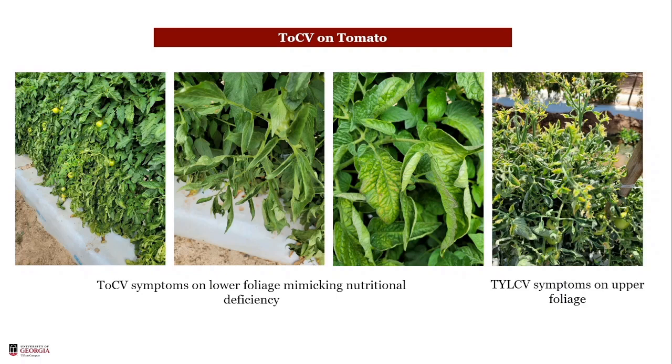So this is what we see on the top of the TYLCV infected plant, on the upper foliage, and what we see with ToCV is mainly on the lower foliage. The symptoms are that much differentiated, but the virus is present throughout the plant.